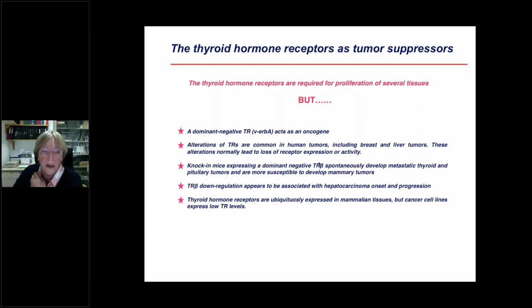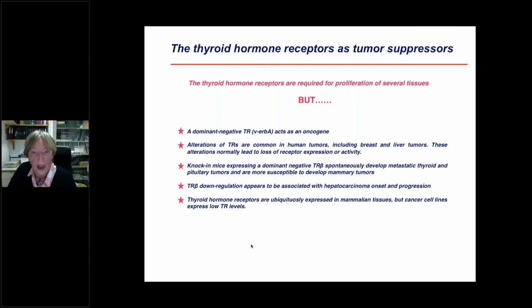Also, in experimental models, knock-in mice that express a dominant negative TR-beta spontaneously develop metastatic thyroid and pituitary tumors, and these animals are also more prone to develop mammary tumors. Also, TR-beta downregulation appears to be associated with hepatocarcinoma onset and progression. And last but not least, thyroid hormone receptors are ubiquitously expressed in mammalian tissues, but cancer cell lines normally express very low TR levels, and it's difficult to find a model to analyze thyroid hormone action in cultured cells.